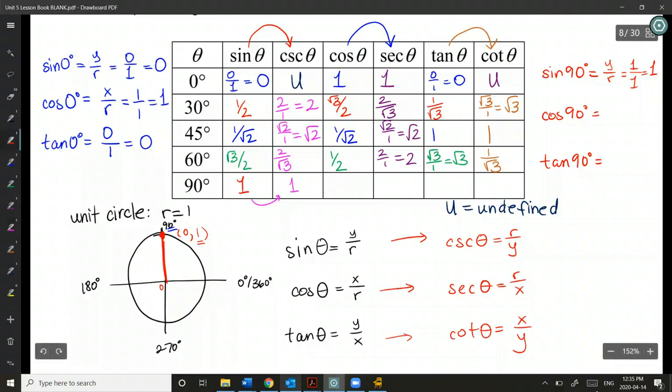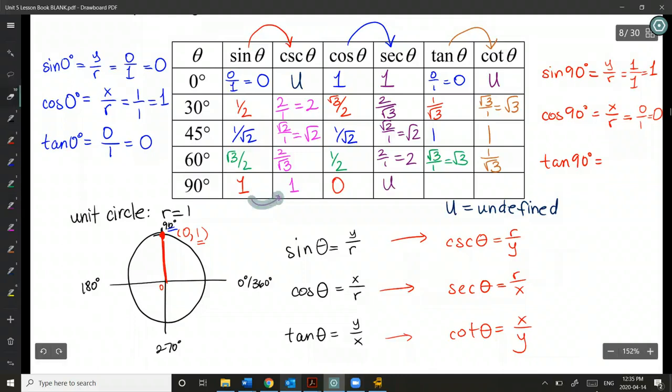And then let's think about cos of 90. This is x over r. X in this location is 0. And radius is, of course, 1 because this is the unit circle. So this will be 0 over 1, which gives us 0. And we know the reciprocal of 0 is undefined.